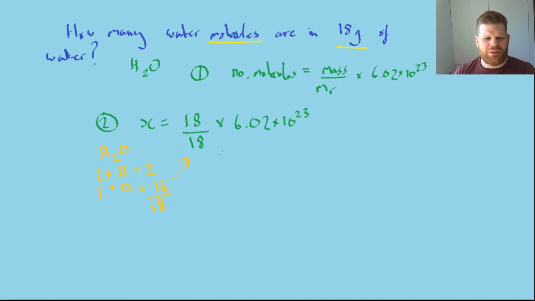So very quickly, my third step is just doing this calculation, which is 1 times 6.02 times 10 to the 23, which means that my answer is 6.02 times 10 to the 23. That's molecules.